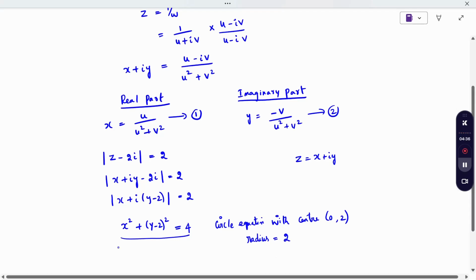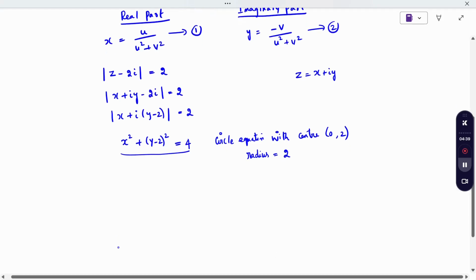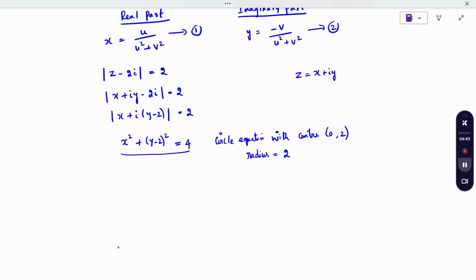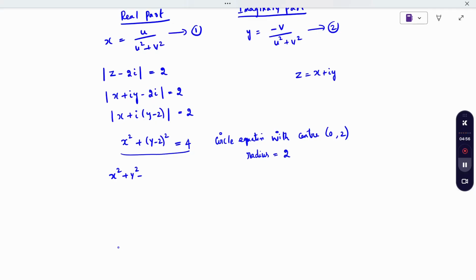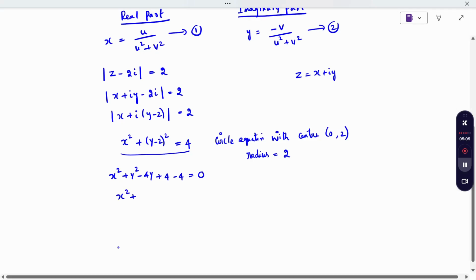Now I will simplify this and expand it. I will tell you how to draw the diagram. Before that, I am going to expand this. So x squared plus y minus 2 the whole squared expands to y squared minus 4y plus 4. This 4 comes to the right hand side, so it becomes 0. So x squared plus y squared minus 4y equal to 0. I can write it as x squared plus y squared equal to 4y. Consider this as the third equation.